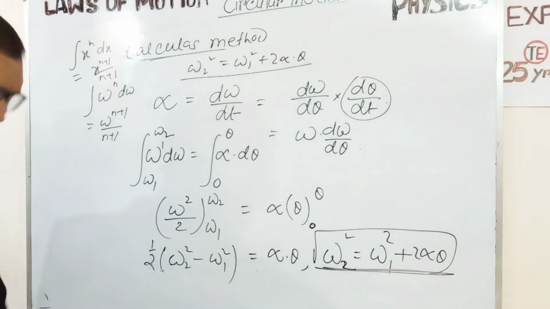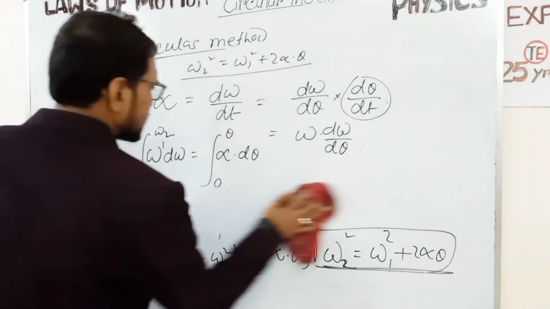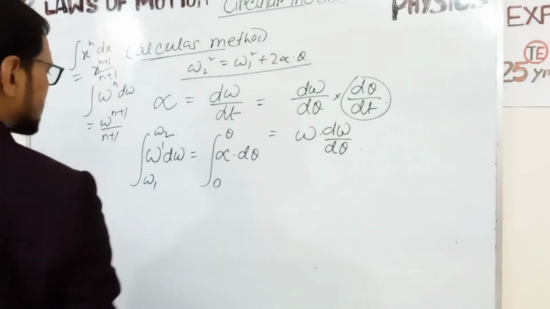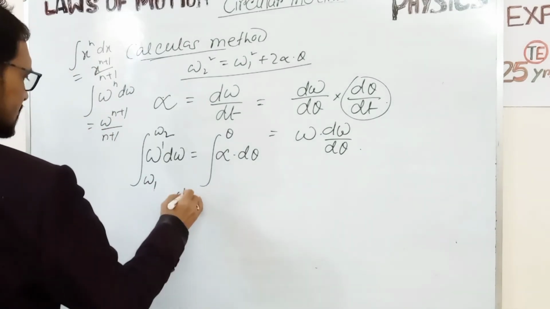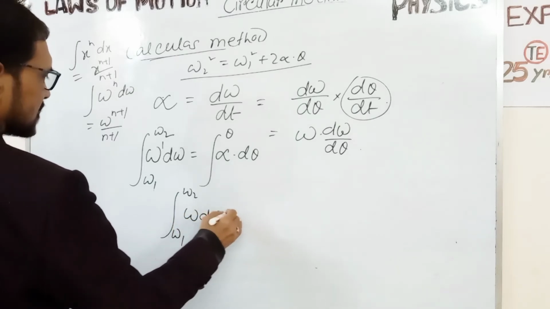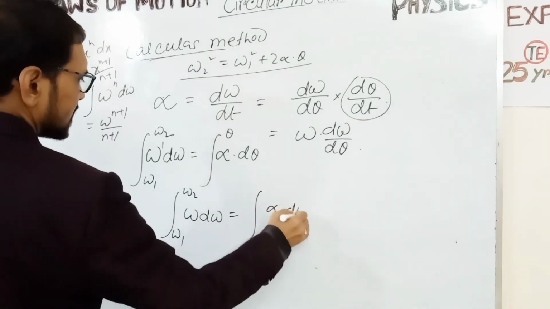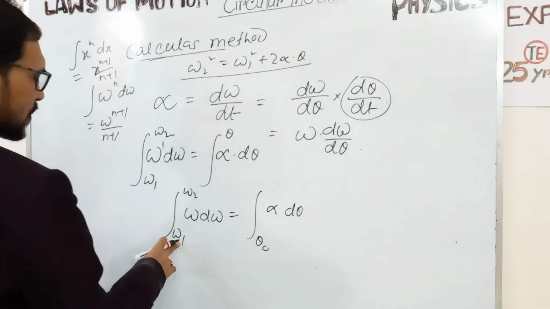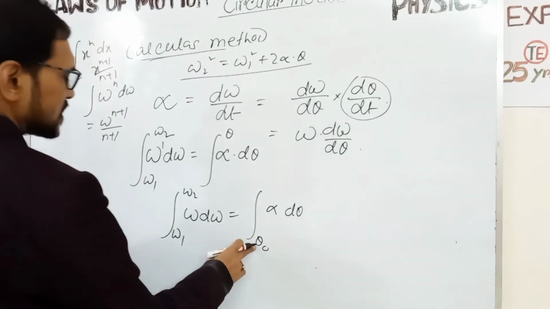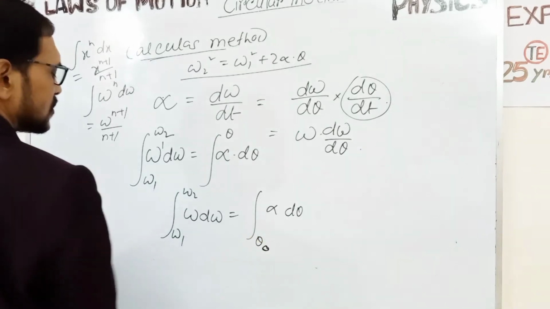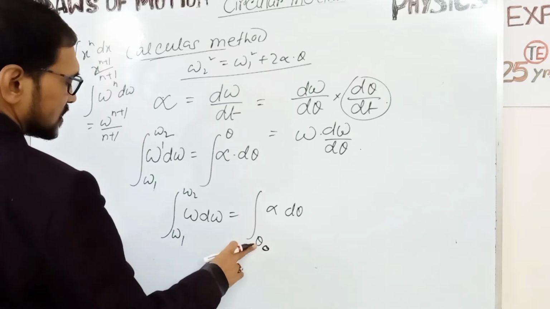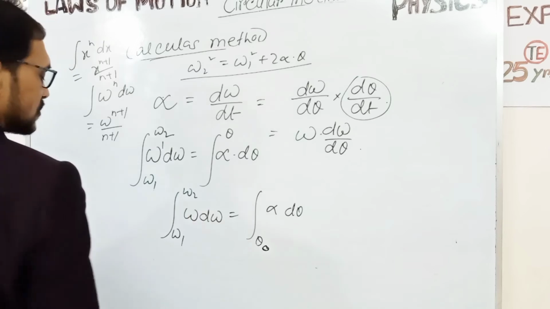Now if in the question it is given that when the angular position is theta 0, then the initial velocity is omega 1. That is, the particle or body starts from angular position theta 0, not from 0 angle. The body starts when its initial angular position is theta 0.